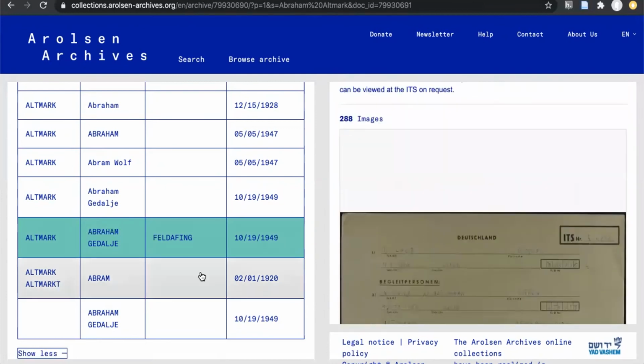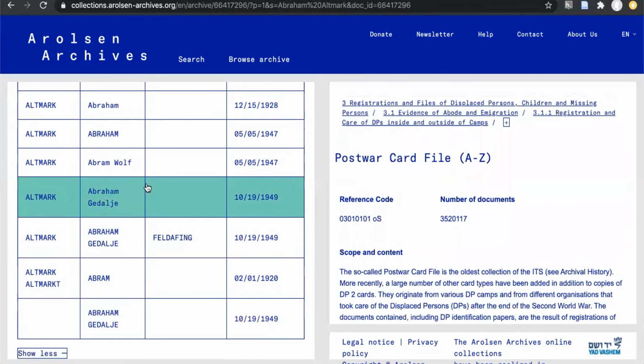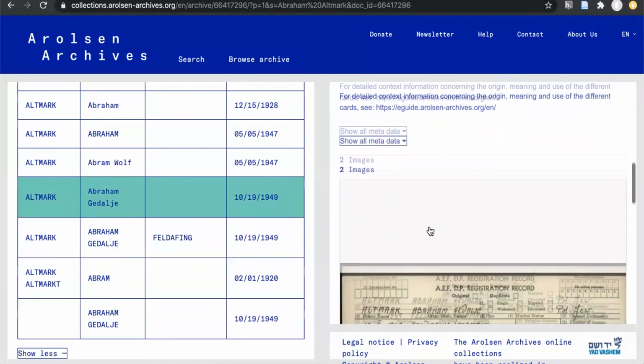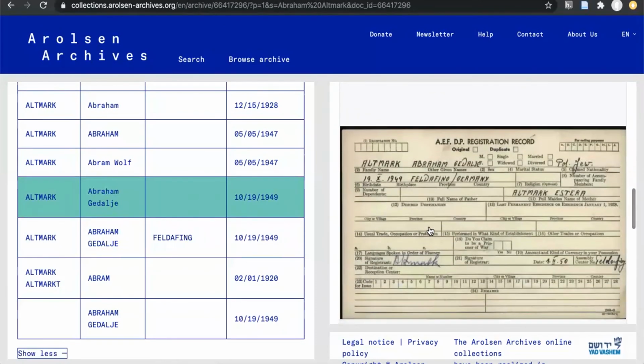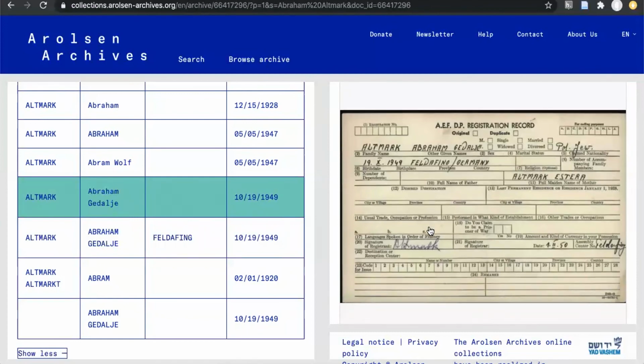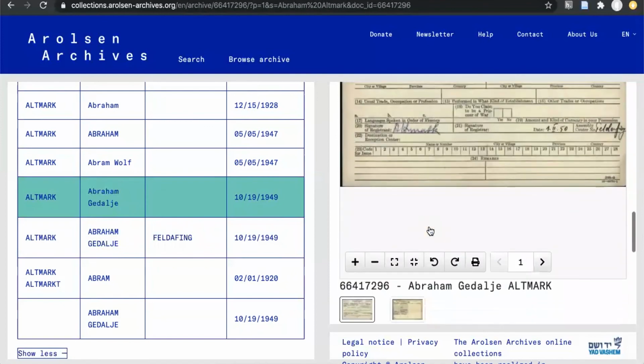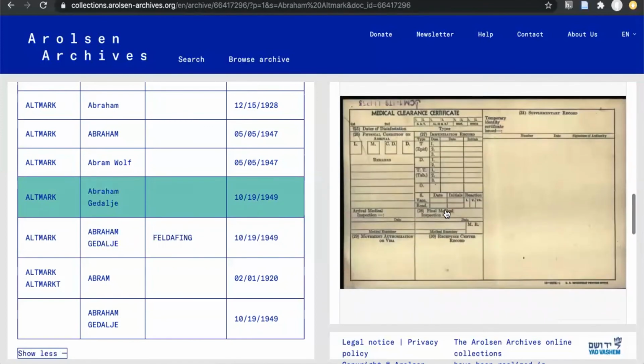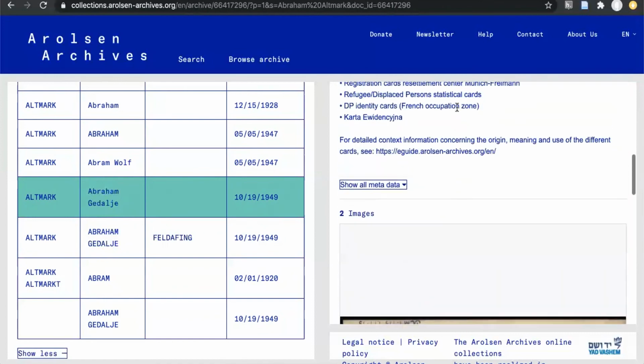And then if we click on the other document for this Abraham Altmark, then we can also see a different document. So this is an AEFDP registration record. And then this has two sides to it, so we can also look at the back. And so it appears that this is a medical clearance certificate.